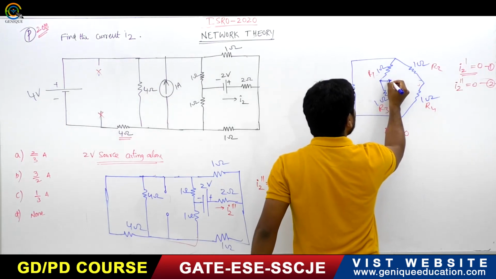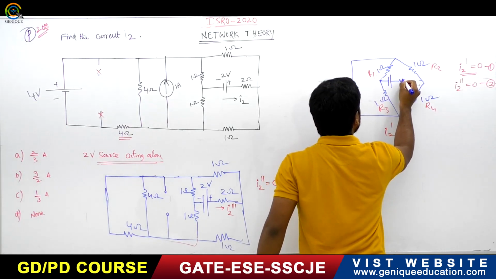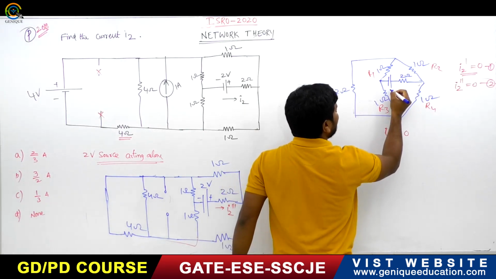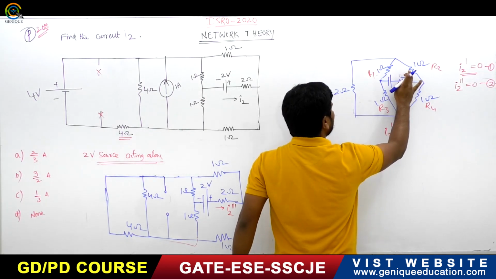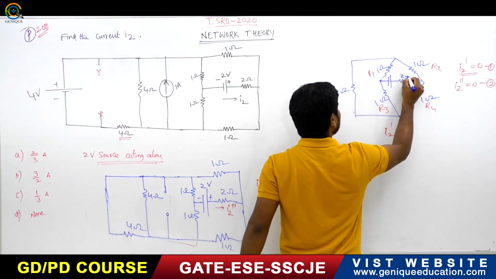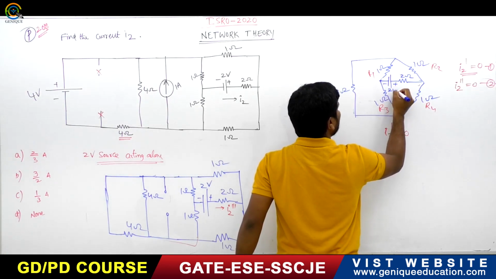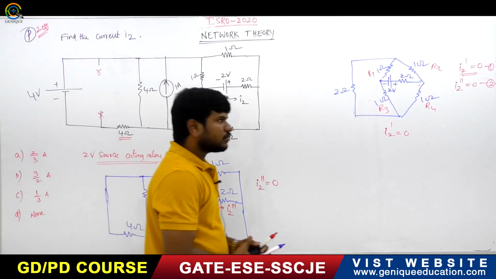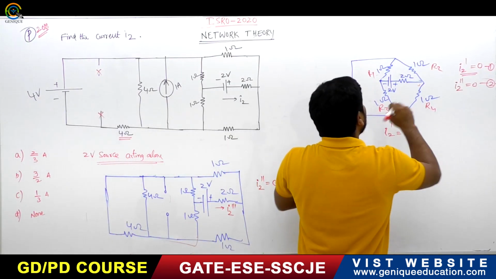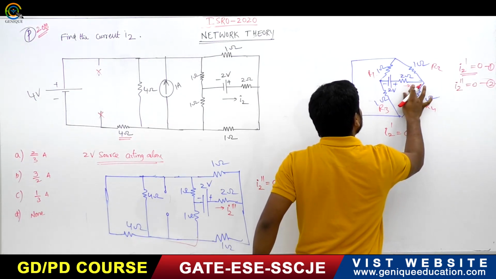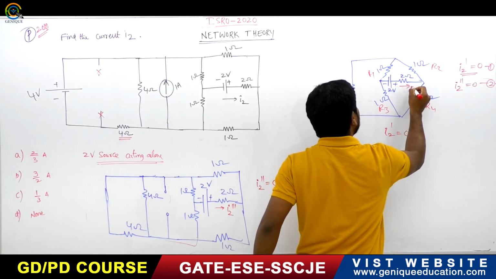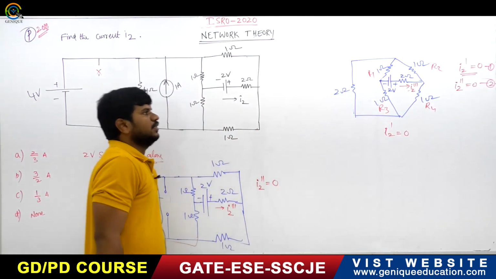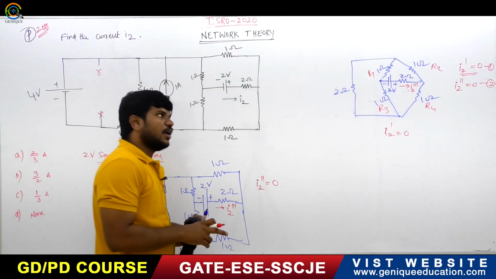Observe this, a 2-volt source and a 2 ohm resistor. Now what will be the current? I am naming this one as I2 triple dash, so this is the current I2 triple dash. So what will be the current in this?